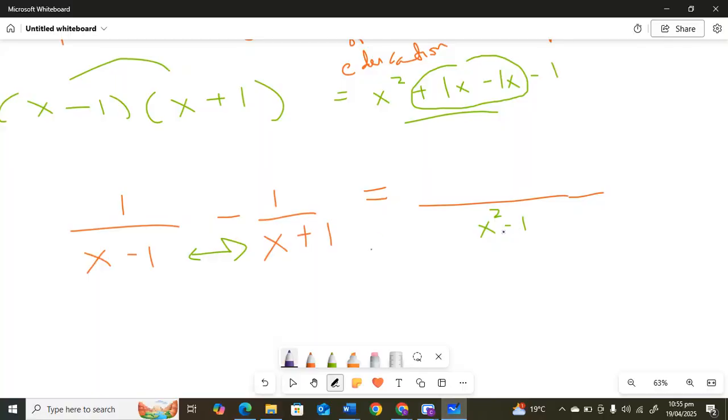Yes, colleagues, are we all getting x squared minus 1? Or we're still calculating? Okay, wonderful. Then remember, x plus 1 times 1 minus x minus 1 times 1.